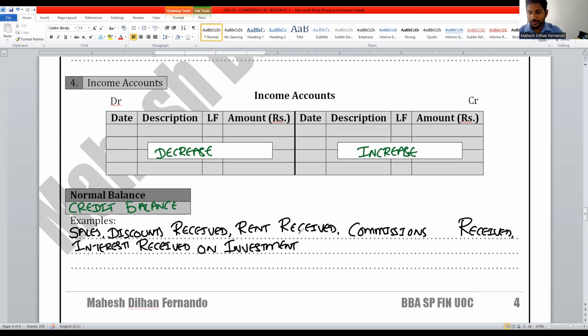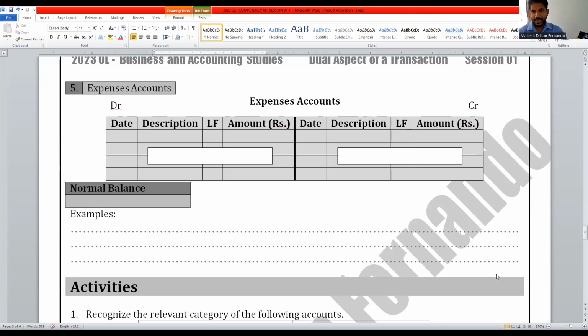Now we are moving to the last one, last account. Expenses. Now tell me, can you remember what we have in the debit side of expenses? Increase of them. Increase, right? And here we have decrease.